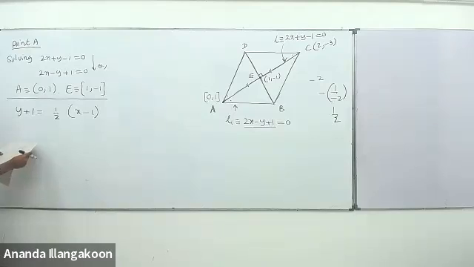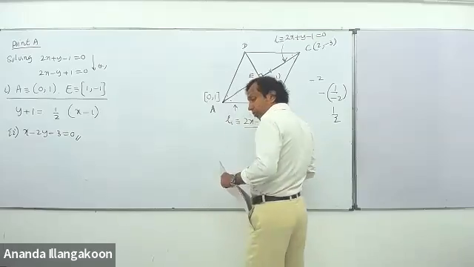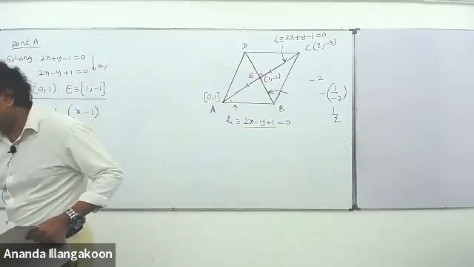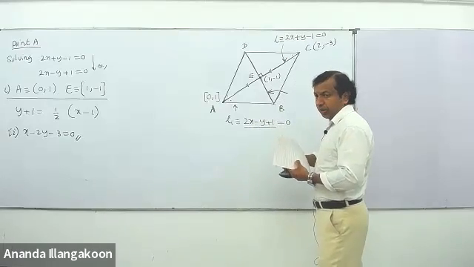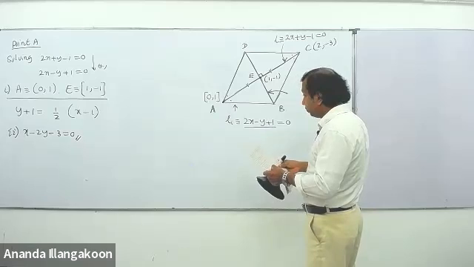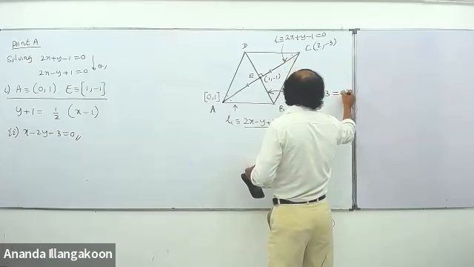Then the BD equation, this way we get x minus 2y minus 3 equals 0. Number 2. Right, the BD equation we got this way: x minus 2y minus 3 equals 0, right?